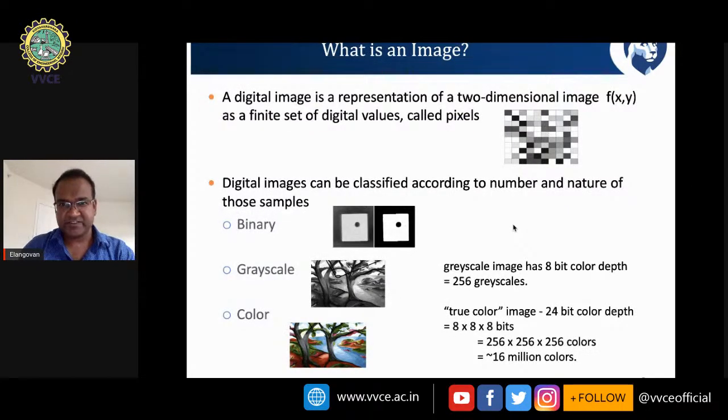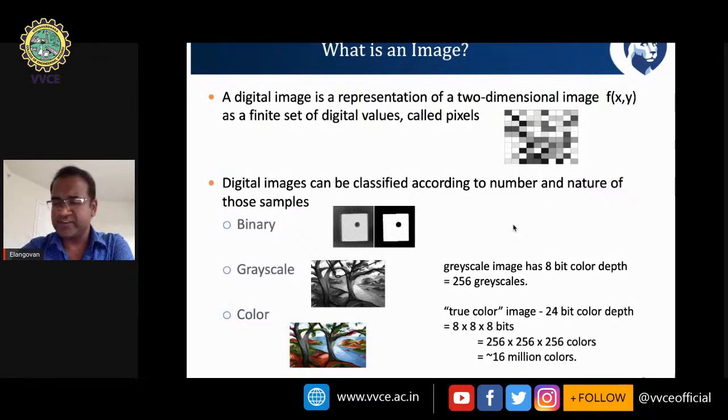So typically, what is an image? A digital image is actually a representation of a two-dimensional image. When we say image, we talk about pixels. Pixels are nothing but picture elements. So they are the units of an image.